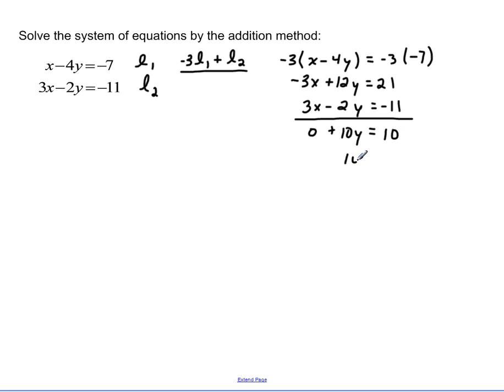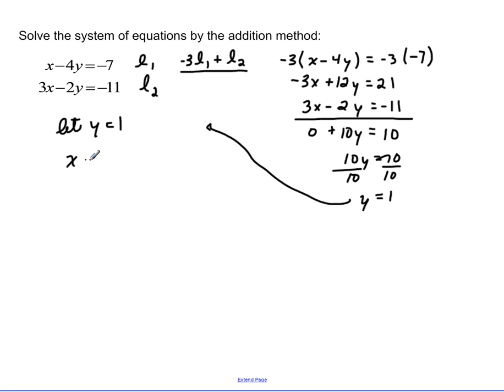So we're left with 10 times y equals 10. Well, that's easy, right? Divide both sides by 10. And we end up with y equals 1. Now we can go back to one of the two original equations. Let's try that first one. And we let y equal 1. And we solve for x.